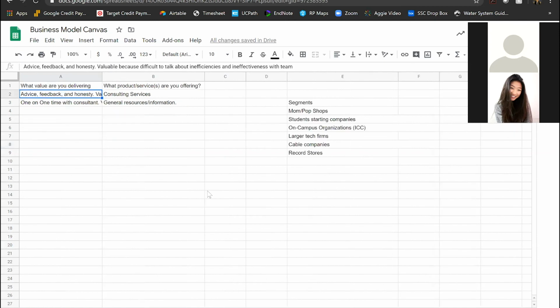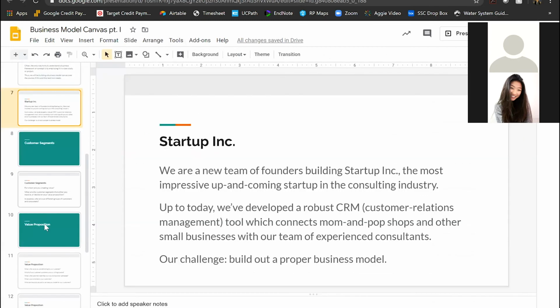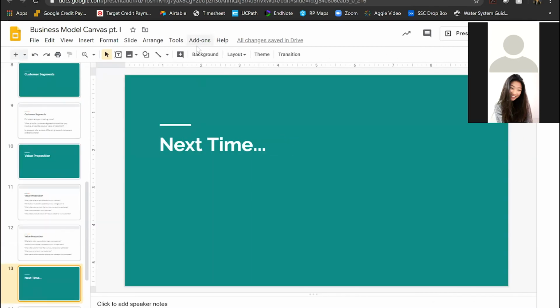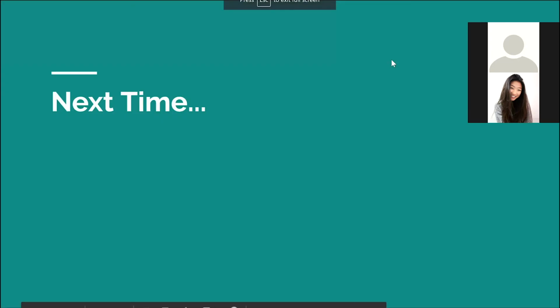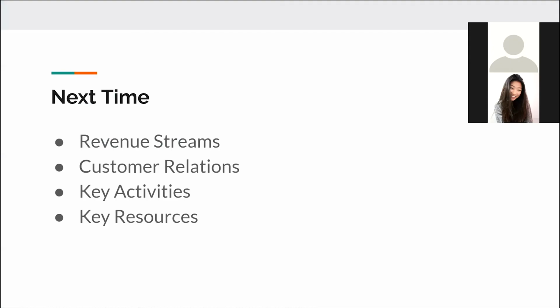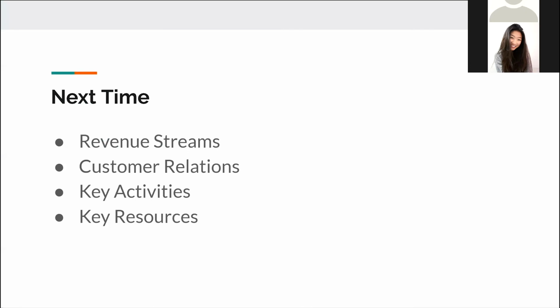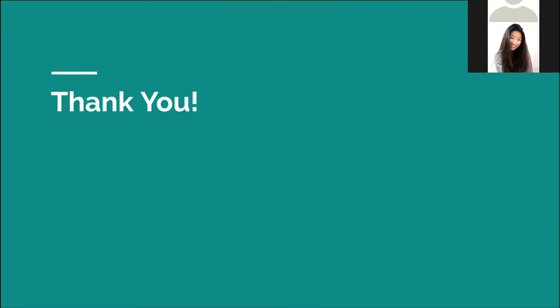And then our value proposition is very simply what we're giving to our customers. What are we pulling them in with? What is the incentive that we are offering? And so next time, we're going to be talking about four of these sections: revenue streams, customer relations, which is actually pretty relevant to this specific example, since that's the whole business of CRM, key activities, and key resources. So thank you. And if you have any questions, I will obviously be here.